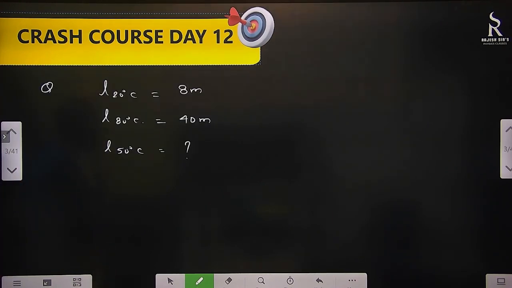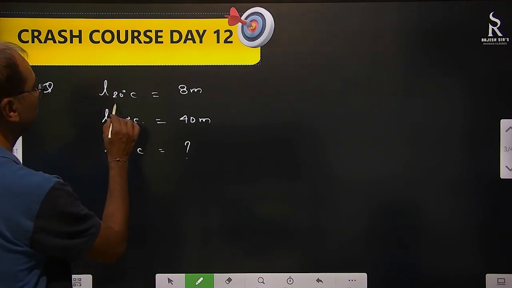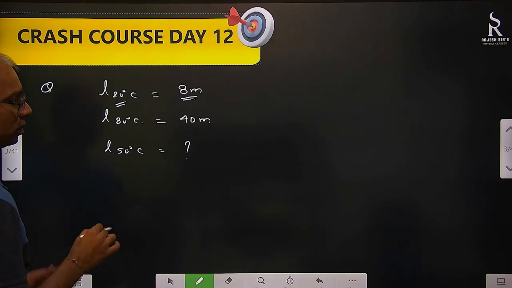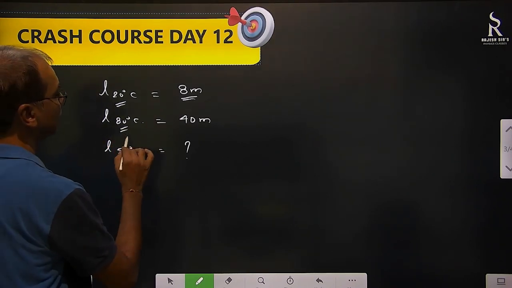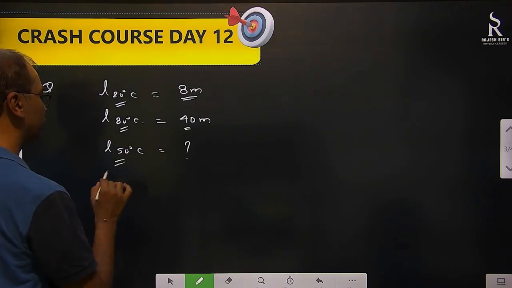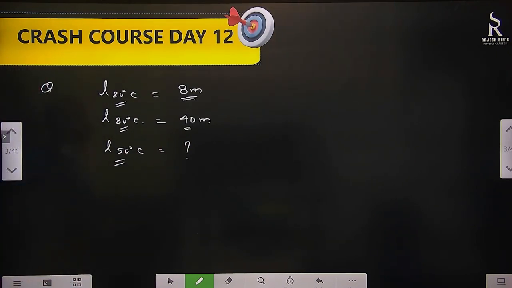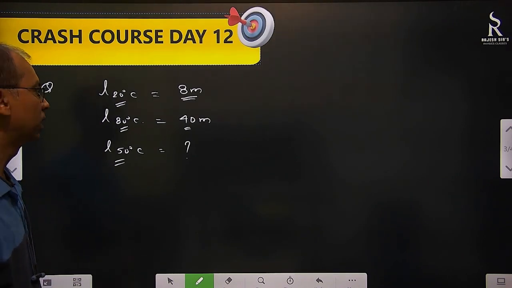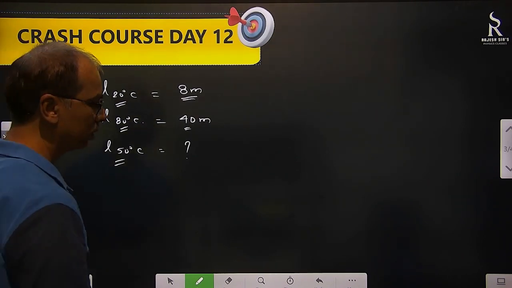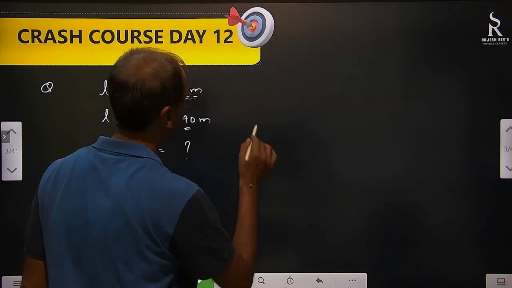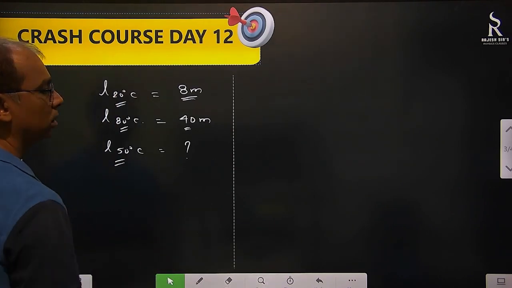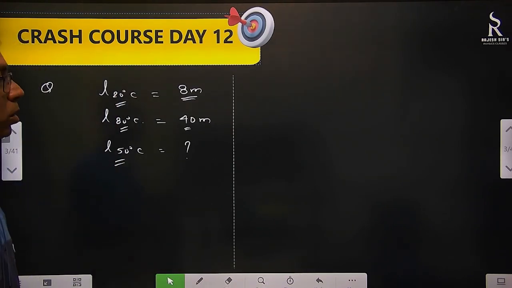See, a very simple question here. It says the length at 20 degrees centigrade is given as 8 meter, and the same rod or wire has a length at 80 degrees centigrade of 40 meter. So what is its length at 50 degrees centigrade? One way is to use the formula we have just seen, Lf equals Li into (1 plus alpha delta T). But first I would like to tell you a different way. We are going to solve it with the scale that we use in thermometry.